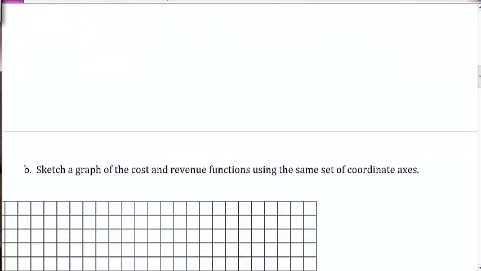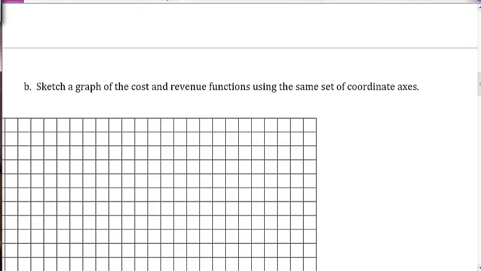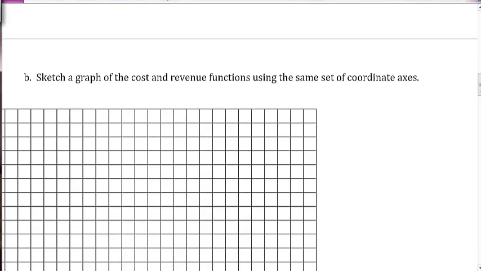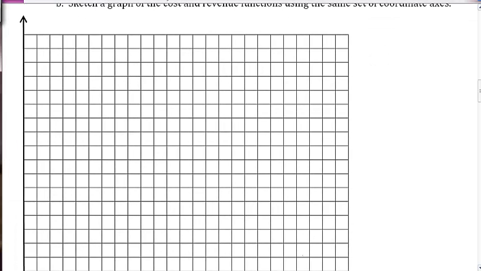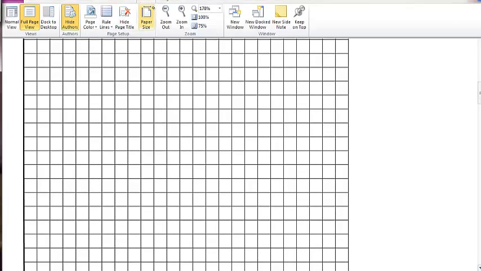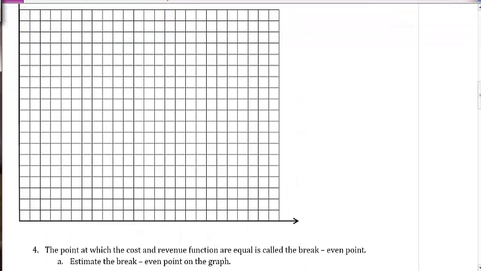Okay, so now I want to sketch a graph of the costs and the revenue function using the same set of coordinate axes. So here is my axes, and we just need to count our tick marks so we know how many we have. And I'm going to make my view a little bit smaller so that I can see my graph better.